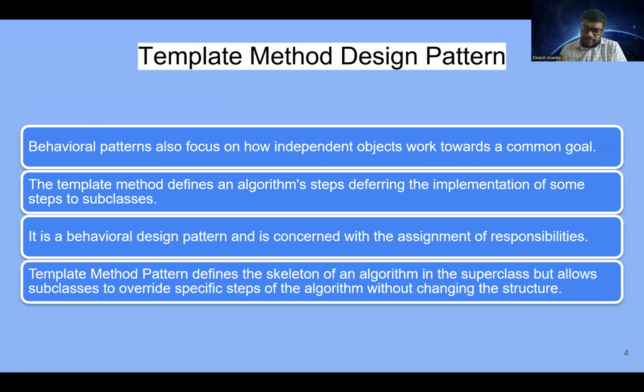Now, if you look at your environment, there are standard processes. You do task A, task B, and task C, which are sequential and should happen one after the other. But depending on the context, how you implement method A, how you implement method B can be different.